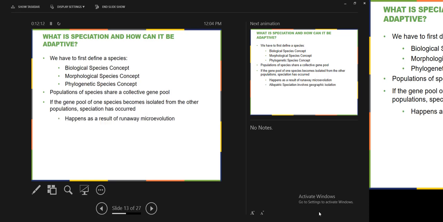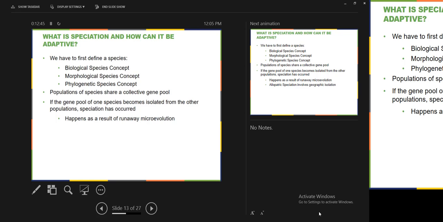So this happens as a result of microevolution. So speciation is just a form of microevolution, okay? Speciation, generating new species, is a form of microevolution, okay? This is really important to keep in mind. It is not macroevolution. All you've done is generate reproductively isolated populations, okay? Now, they may look different, but oftentimes they don't even look all that different.